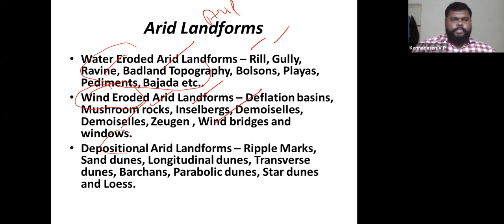Then there are depositional arid landforms because of the action of wind only. For example, ripple marks, longitudinal dunes, barchans, parabolic dunes. So these are the examples of depositional arid landforms. Anyways, so yesterday I said something about rill, right?